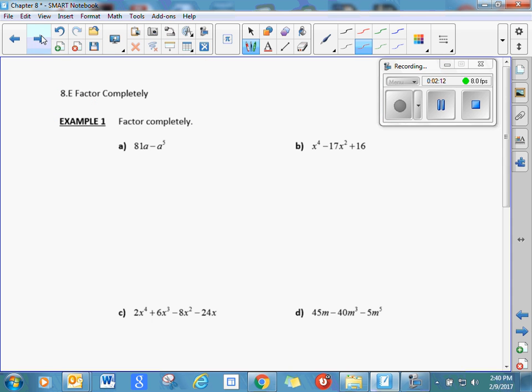All right, so let's go take a look at some. At the top of this page, I'm just going to write a little cheat sheet for us. We're going to look for standard form. We're going to look for the GCF, and then we're going to count the terms. And you can refer back to the flow chart as well.